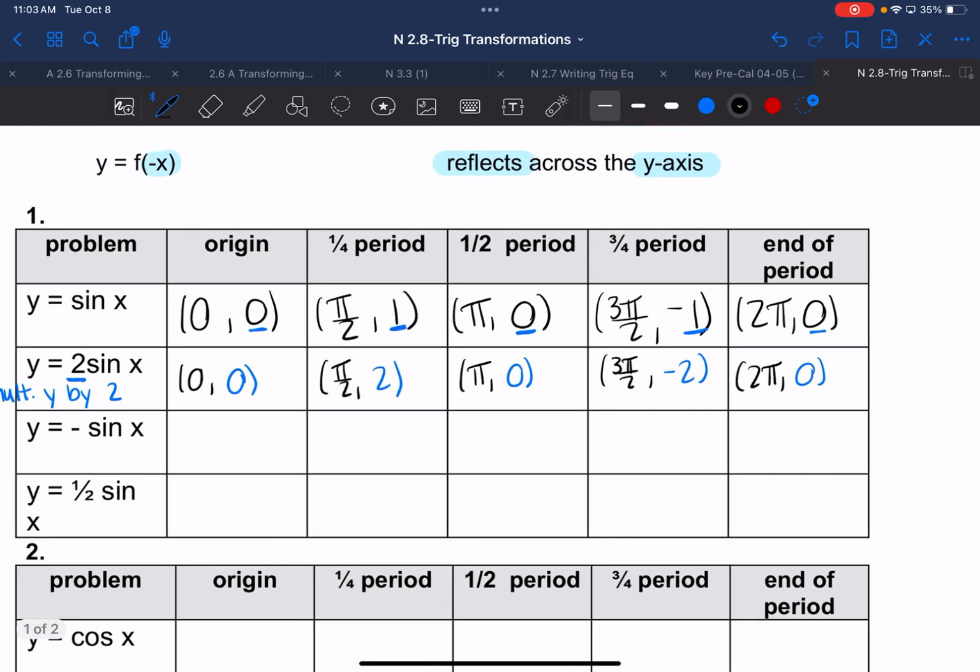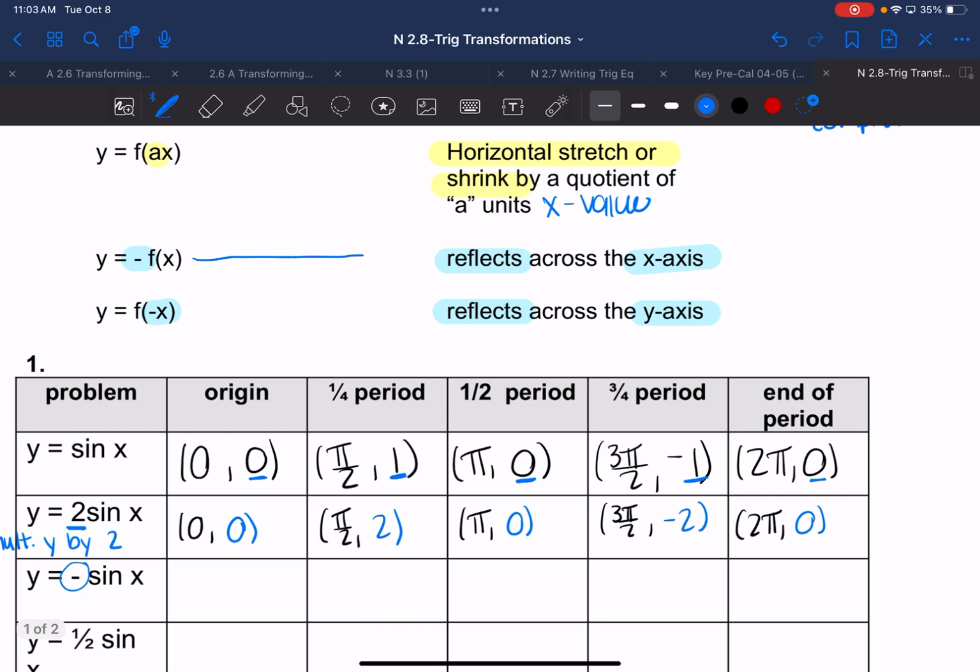Okay. Next, it says that we have a negative out in front. Okay, so let's go back up here. Negative out in front, that's this rule right here, where it says that means it reflects over the x-axis. So in other words, if I were graphing this, that would mean if I had a point up here, and this is my x-axis, that now that point would be down here, right? Okay, so let's say that this point was at 2, 3. And then I reflect it down here. Where would it be located now? Positive 2, negative 3. Very good.